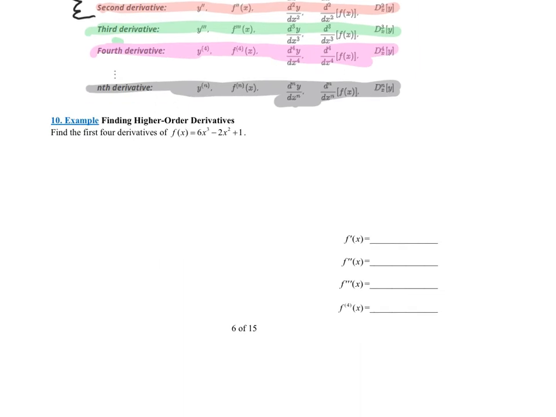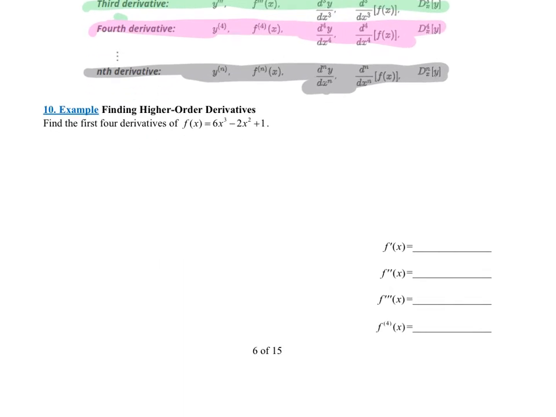It says find the first four derivatives of f of x equals 6x cubed minus 2x squared plus 1. Okay, not a problem there. Let's just find our first derivative. So we'll find f prime of x. That's simply the derivative of this. So we're just gonna use the sum and difference rule, the constant multiple rule, the power rule. Lots of different rules we're using here, but hopefully this is getting easier for you. So this is gonna be 6 times the derivative of x cubed, which is 3x squared, minus 2 times the derivative of x squared, which is 2x, plus the derivative of 1, which is 0.